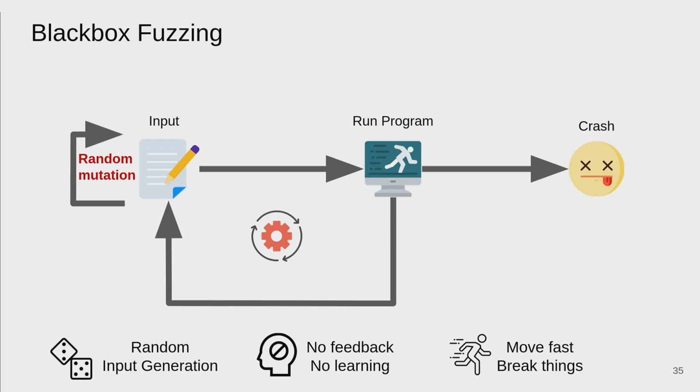Right? So a black box fuzzer creates new random inputs, and each input is independent. That's the key value here.